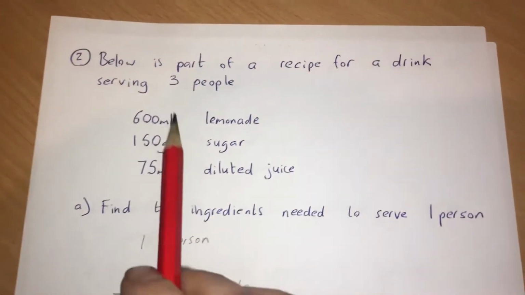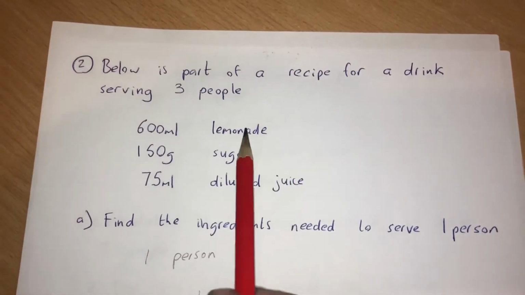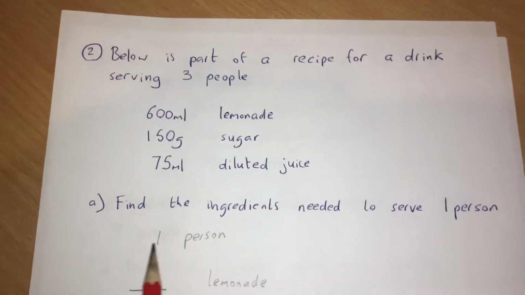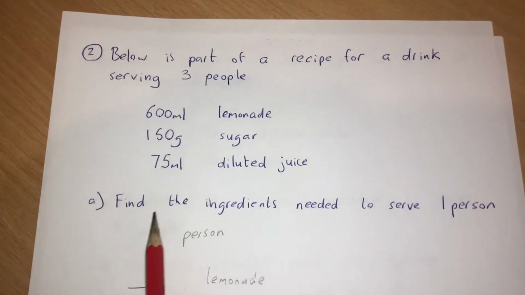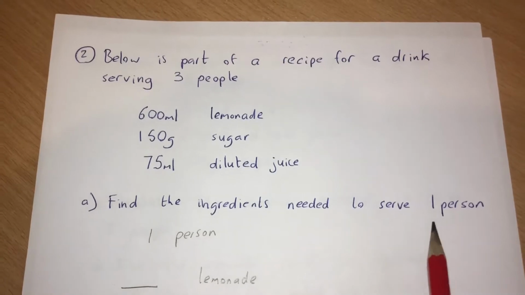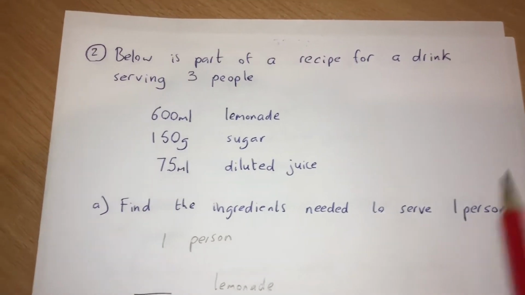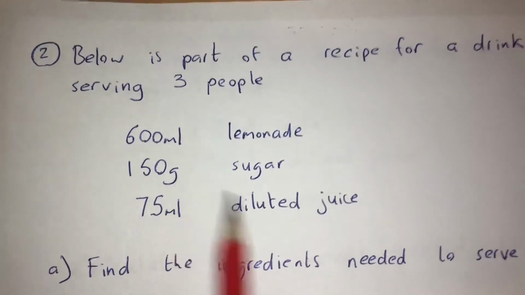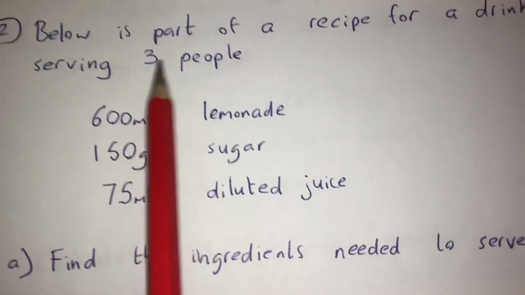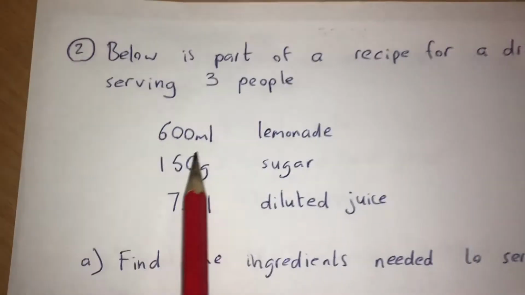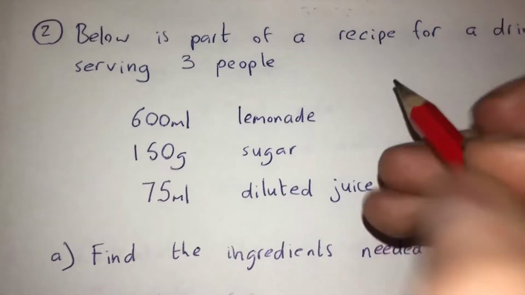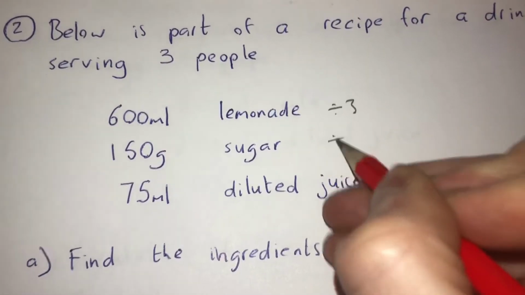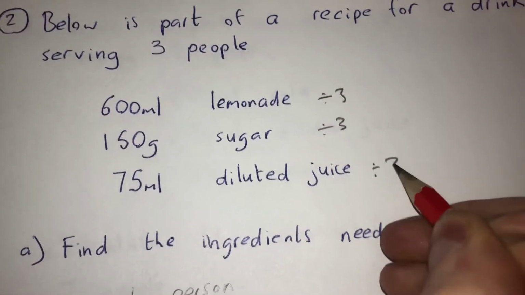Okay, so below is part of a recipe of a drink serving 3 people. And in part A, we've been asked to find the ingredients needed to serve 1 person. So if the original amounts of ingredients serve 3 and we only want to serve 1, well, to get from 3 to 1, we divide by 3. So that's exactly what we need to do to each of these amounts.